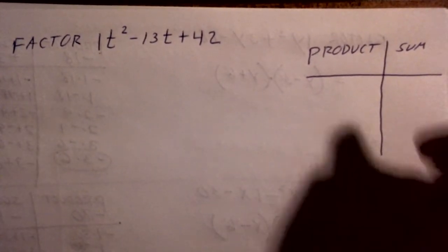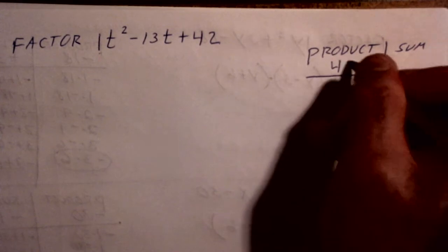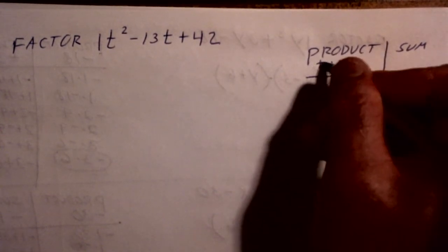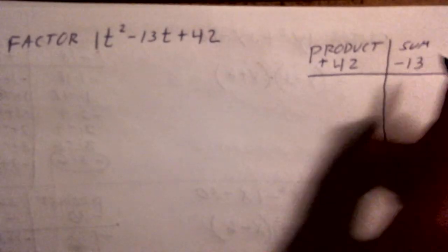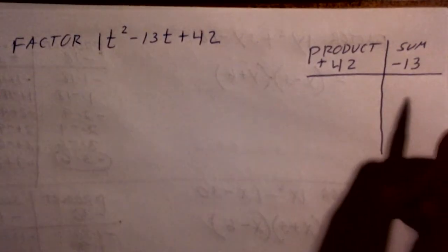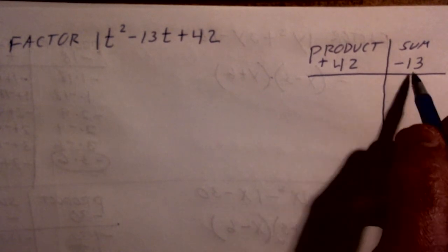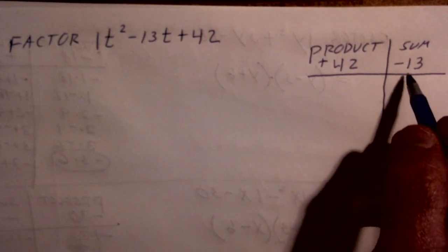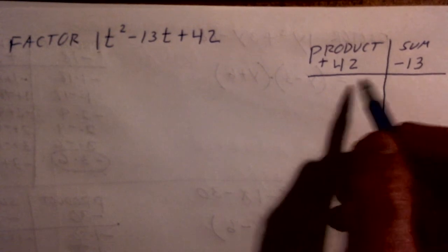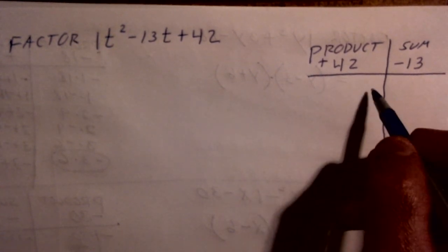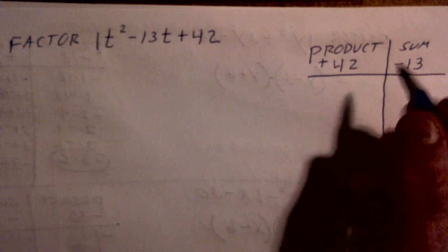All right, we must have a product of 42. That's our constant term. And our sum must be negative 13, which is the middle coefficient here. So the search is on to try to find a couple of factors of positive 42 that add up to negative 13. Like I said, when you get good at these, those two factors will probably just pop into your head. But for now, we may have to list them out.